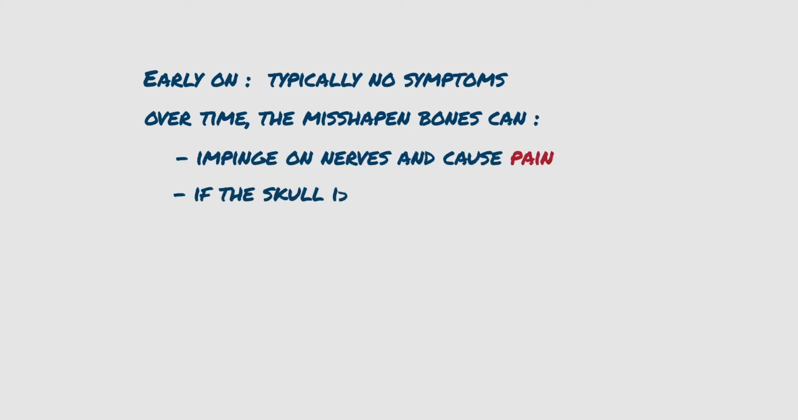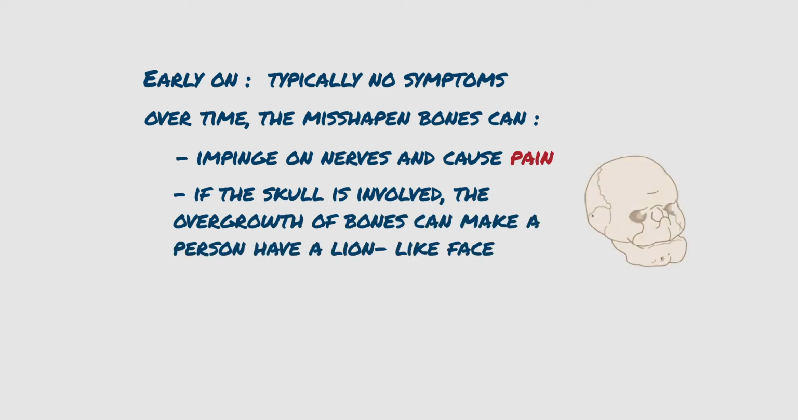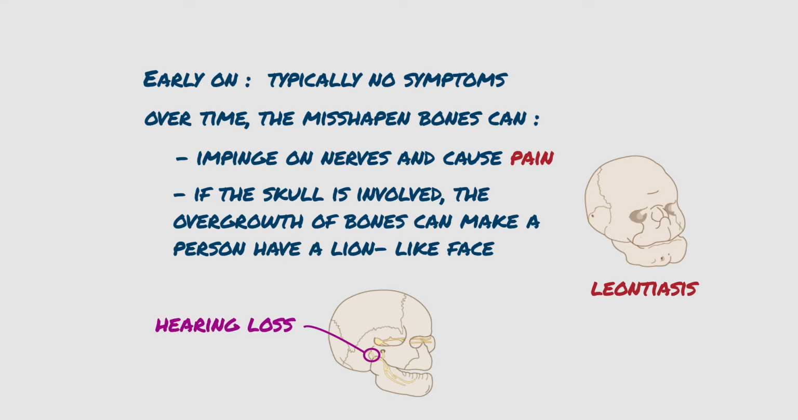Early on, Paget's disease of bone doesn't typically cause symptoms, but over time, the misshapen bones can impinge on nerves and cause pain. In addition, if the skull is involved, the overgrowth of bone can make a person have a lion-like face, which is called leontiasis. The bony overgrowth can also narrow the auditory foramen and impinge on the auditory nerve, leading to hearing loss.